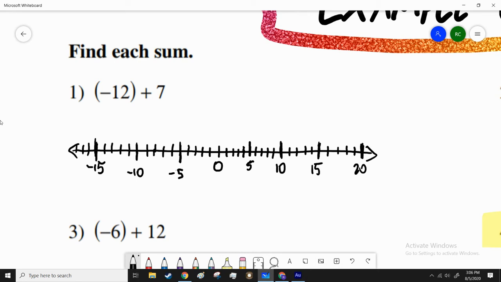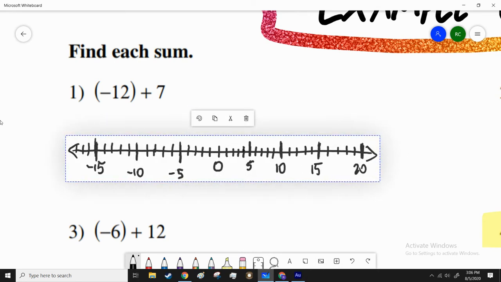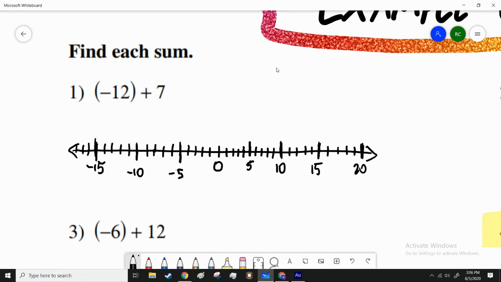And now that I have this number line created, as messy as it is, I'm just going to go ahead and copy it so that I can paste it onto other problems. Okay, so for this problem, and let's use red this time. Okay.